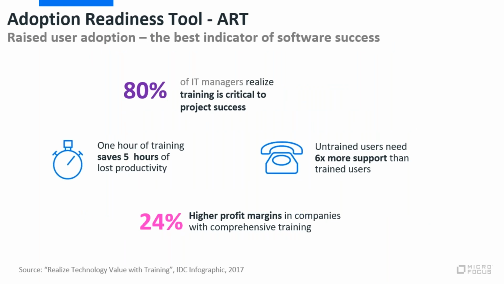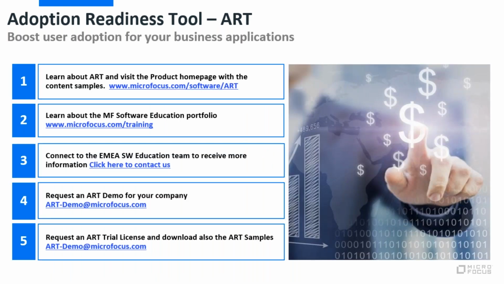Raised user adoption is the best indicator for software success. 80% of IT managers realize training is critical to project success. 1 hour of training saves 5 hours of lost productivity. There are 24% higher profit margins in companies with comprehensive training, and untrained users need 6 times more support than trained users. This is great. You can now start to use the Adoption Readiness Tool ART to boost user adoption for your business applications.